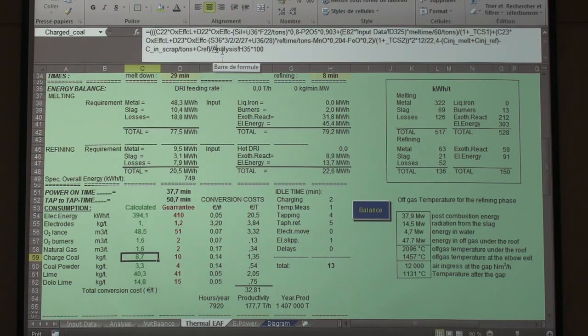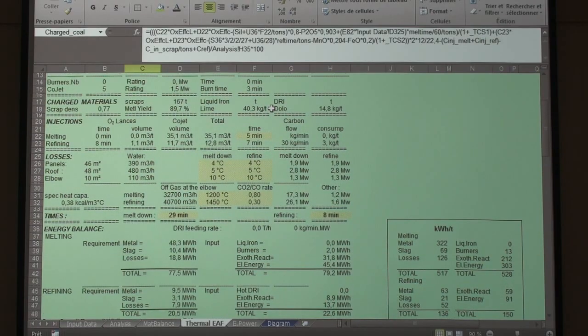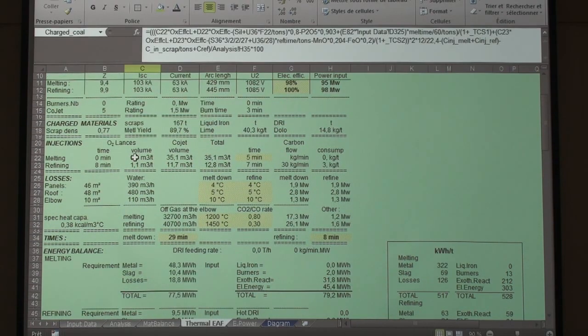Okay, let's see in detail what it is. C22 and D22. This is the volume of oxygen. You calculated here from the lens and from the cojets. I split them because I have different efficiency. You see, oxygen efficiency lens, oxygen efficiency cojets.